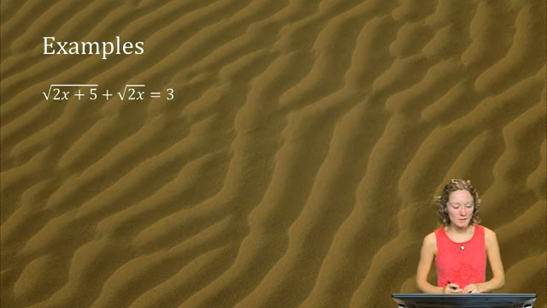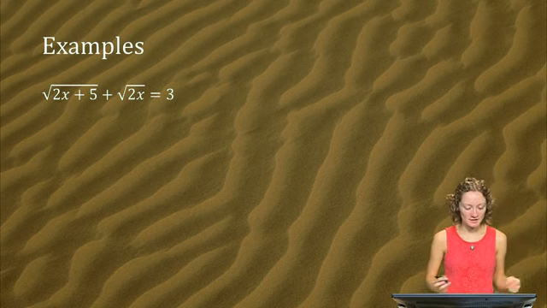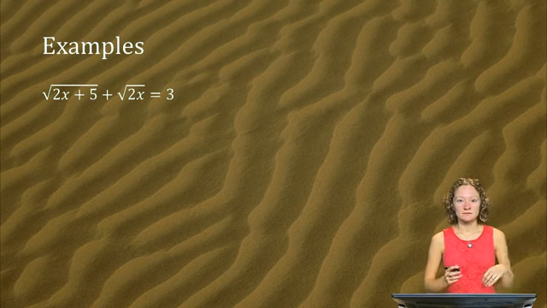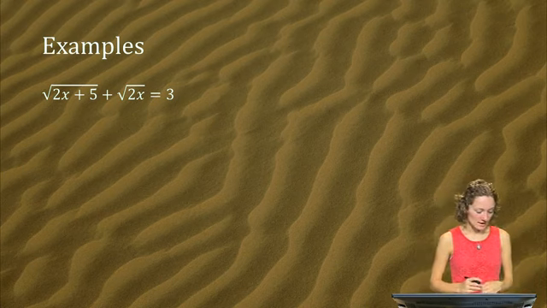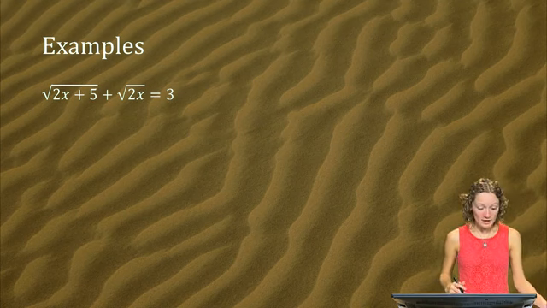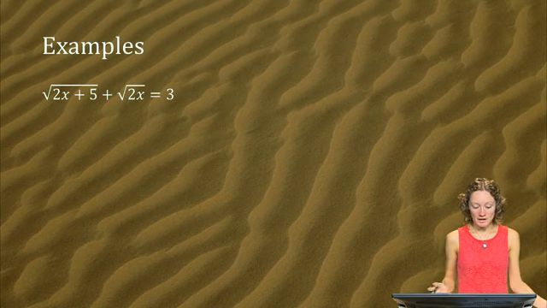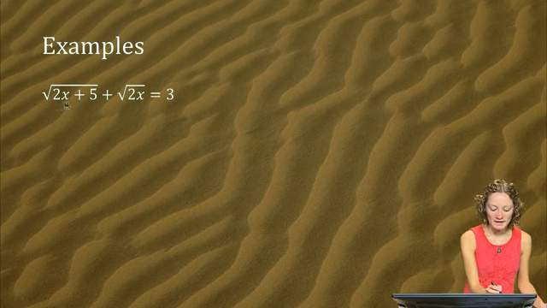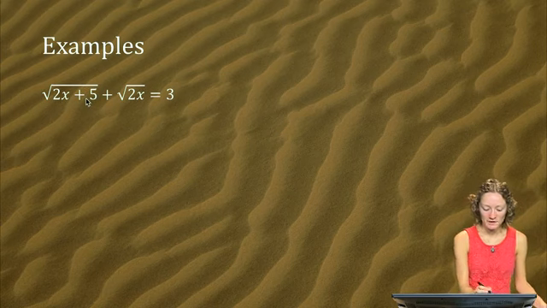Okay, so now a problem that involves two different radicals. So the first step is to isolate one of the two radicals and then raise each side to the power equal to the index and continue on from there. All right, so it's really your choice which one you want to isolate. You'll come up with the same answer or answers either way. You just have to make a decision. So let's go with isolating the square root of 2x plus 5.